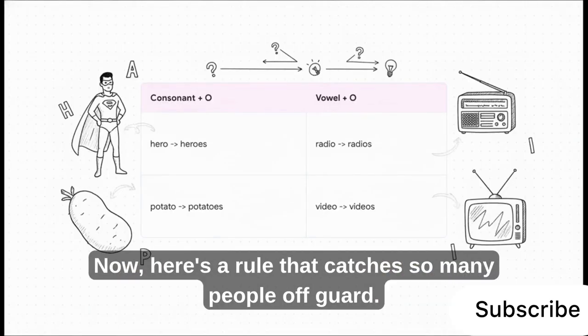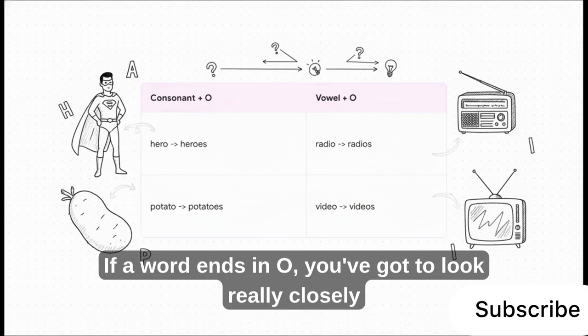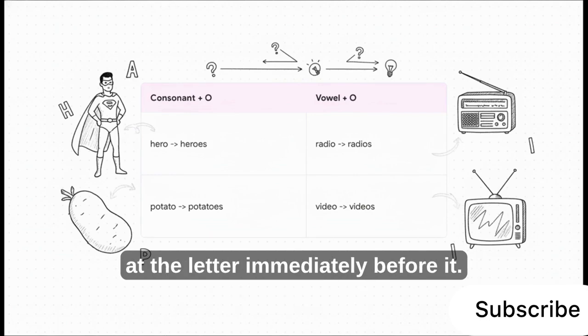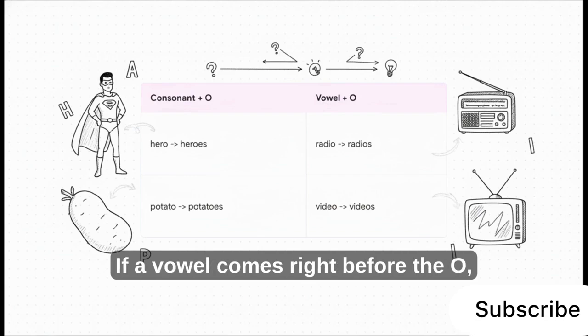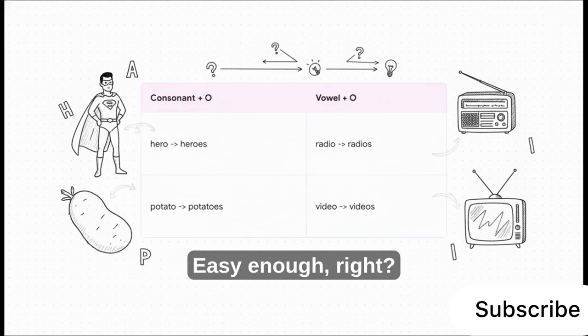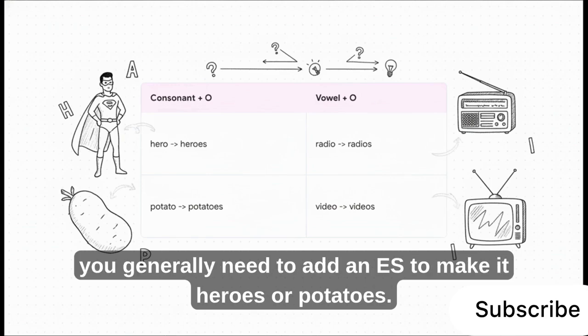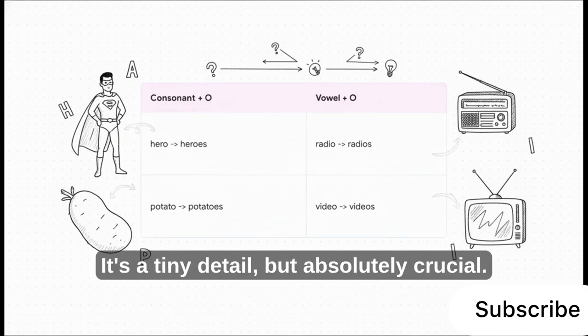Now, here's a rule that catches so many people off guard, the O rule. If a word ends in O, you've got to look really closely at the letter immediately before it. If a vowel comes right before the O, like in radio or video, you literally just add a simple S. Easy enough, right? But if there's a consonant before that O, think hero or potato, you generally need to add an ES to make it heroes or potatoes. It's a tiny detail, but absolutely crucial.